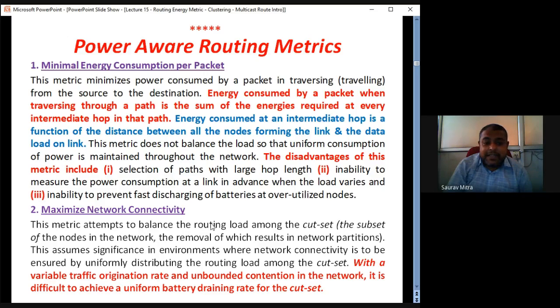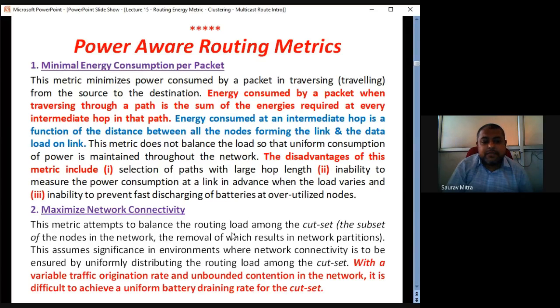So this metric attempts to balance the routing load among the cut set. That means within a small set, we decide that all the nodes will be utilized properly. Not that one node gets a huge data transmission load while a few nodes are left aside and not used at all. Every node should be given an equal amount of job. That is what this metric means.